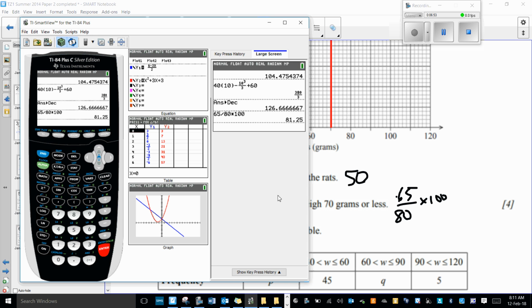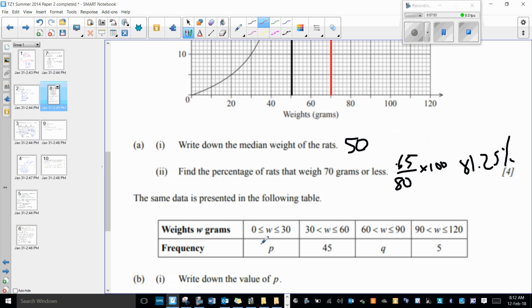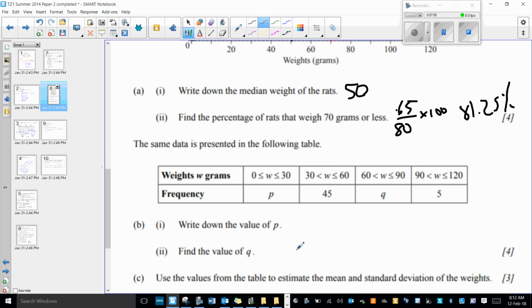25%. Remember, you can leave your exact answer or round it to 81.3. Alright, the same data was entered in the table. Write down the value of P.